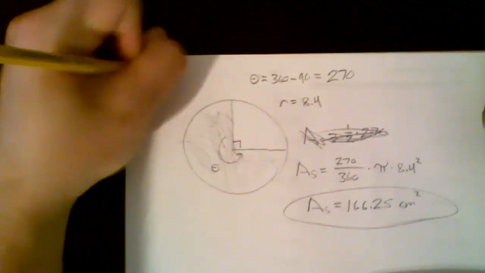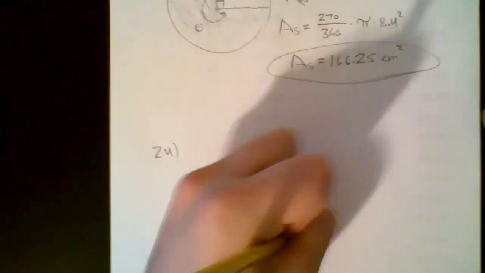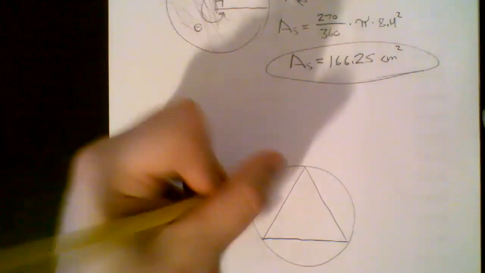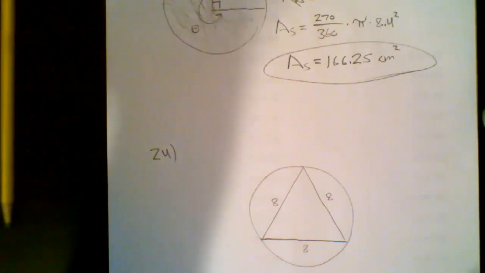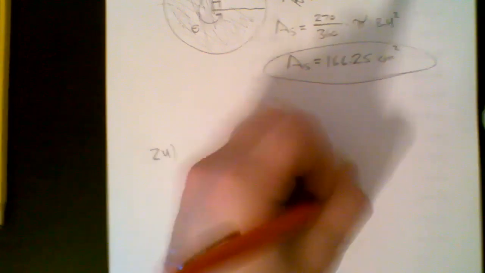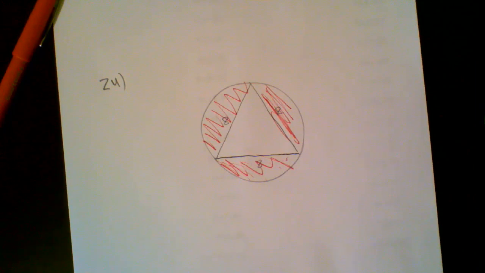That was number 22. All right, and like I said, number 24, we have a circle with an equilateral triangle right here with a side length of 8, 8, 8. What they want us to do is find the area of that red part of that shaded region. Basically, we need to find the area of that triangle and subtract it from the area of the circle.